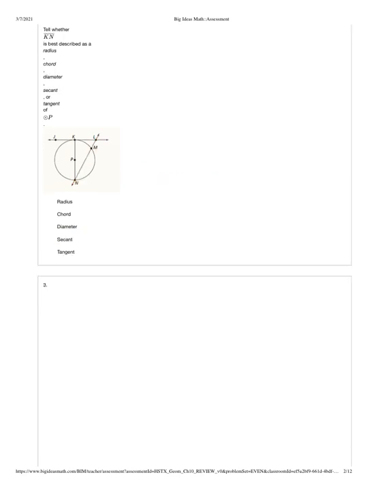Tell whether KN is best described as... okay, where's KN? Here's KN. This one is the diameter because it is a chord going through the center. Remember, chord means it's a segment with endpoints on the circle.